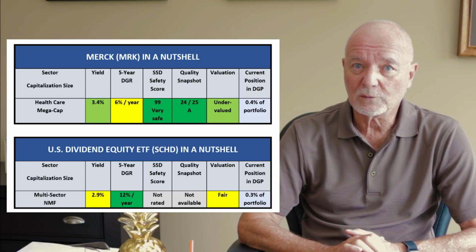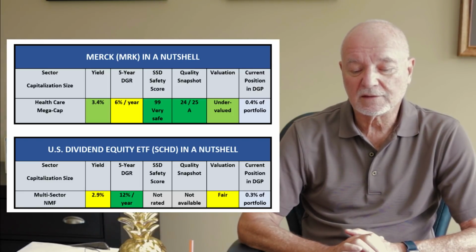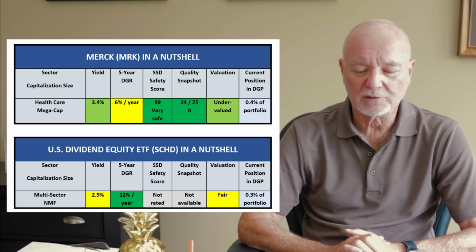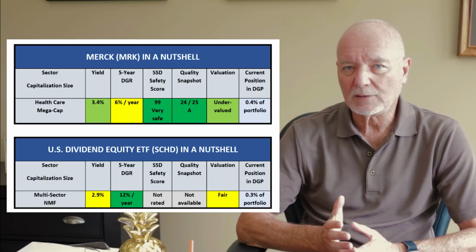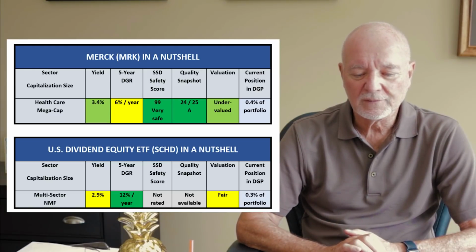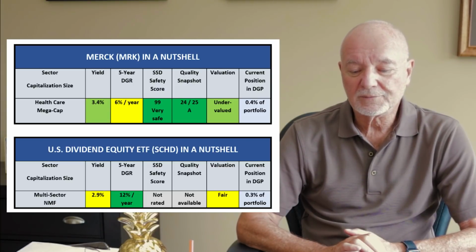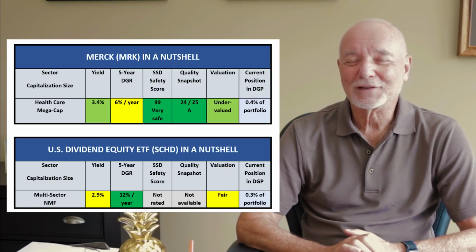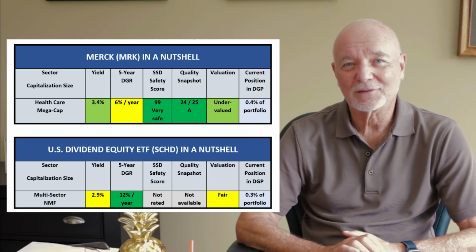The first is Merck, which is a small position that I've been slowly building up. You can see from the colors that Merck is a very attractive stock for a dividend growth portfolio. It gets green ratings on the various things that I show on this slide. Has a nice yield of 3.4%, 99, which is a maximum dividend safety score. Its quality snapshot gets 24 out of 25 points, and it's undervalued. There's not a whole lot more you can ask from a potential stock for a dividend growth portfolio, unless you just want to buy something that has a higher yield than 3.4%.